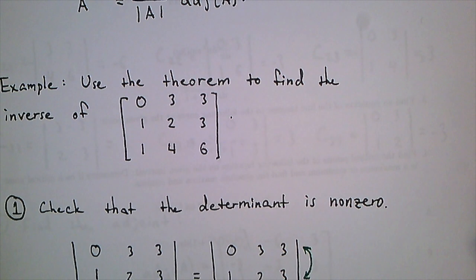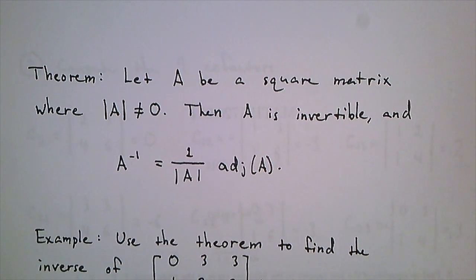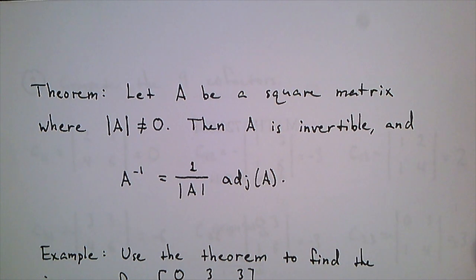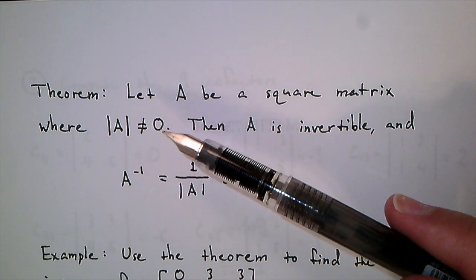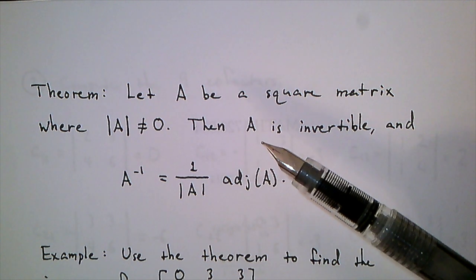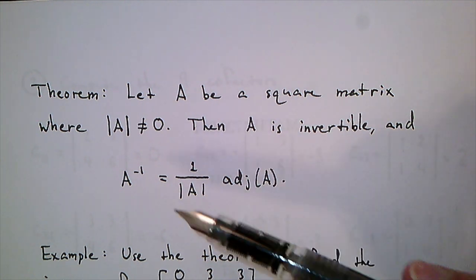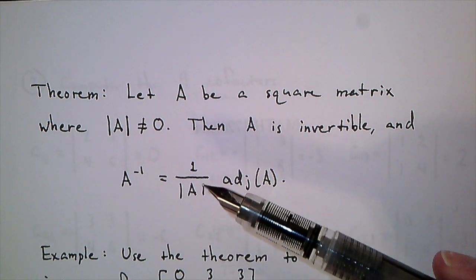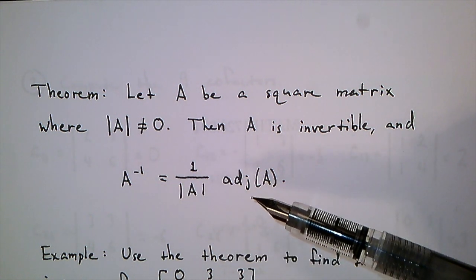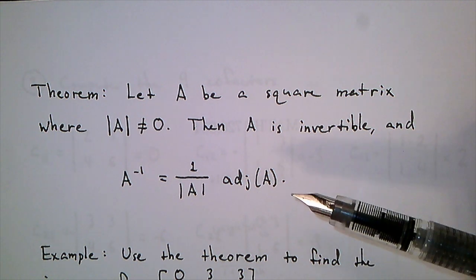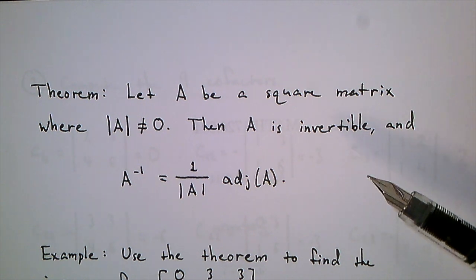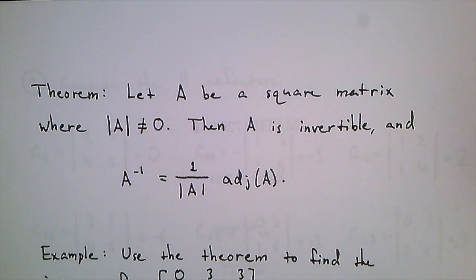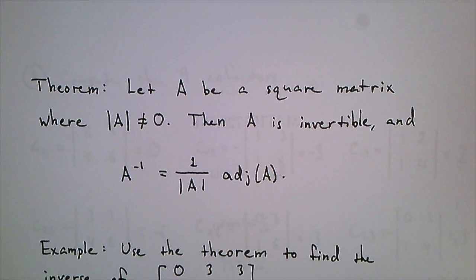Now we'll get to the theorem that tells us why the adjoint is important. Let A be some square matrix where the determinant of A is not zero. Then this theorem tells us that A is invertible and A inverse is equal to 1 over the determinant of A times the adjoint of A. We won't be proving this theorem in the video. If you're interested in the proof, it is in your textbook, and it is pretty technical. But if you'd like to read it, it's there.